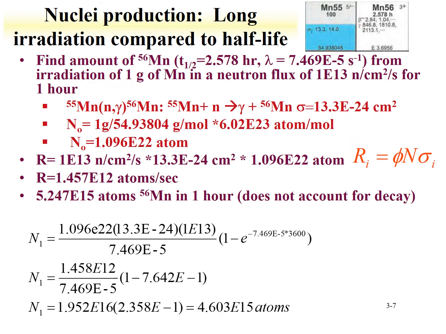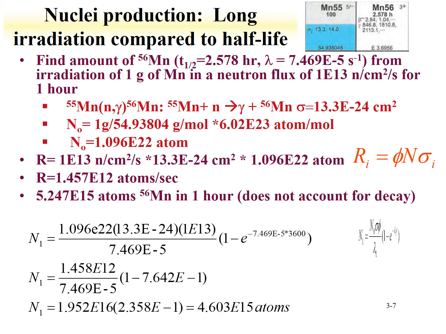Let's use our equation and input the terms. The rate is equal to the flux times the cross-section times the number of targets. We get a rate of 1.45 times 10 to the 12th atoms per second. With 3,600 seconds in an hour, we get a value that we should make 5.25 times 10 to the 15th atoms of manganese-56 in an hour. Now remember, this equation does not account for decay.